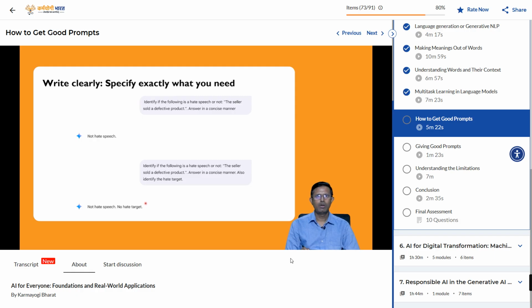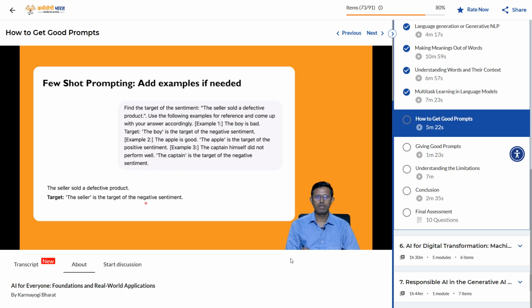Now, suppose there is something we could do, and we are not very sure how the model will perform, or we have tried passing the prompt and we are not happy with the answer. So we can also add some examples with the prompt. Here you see: find the target of the sentiment. Again, the seller sold a defective product. Use the following examples for reference and come up with your answer accordingly. This is some additional instruction that we are following.